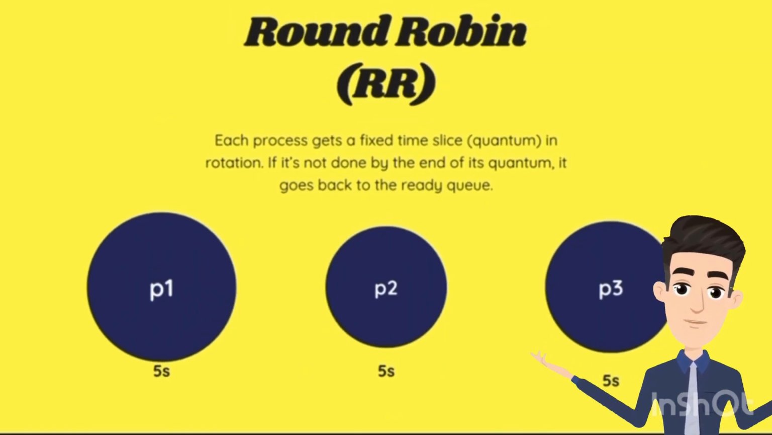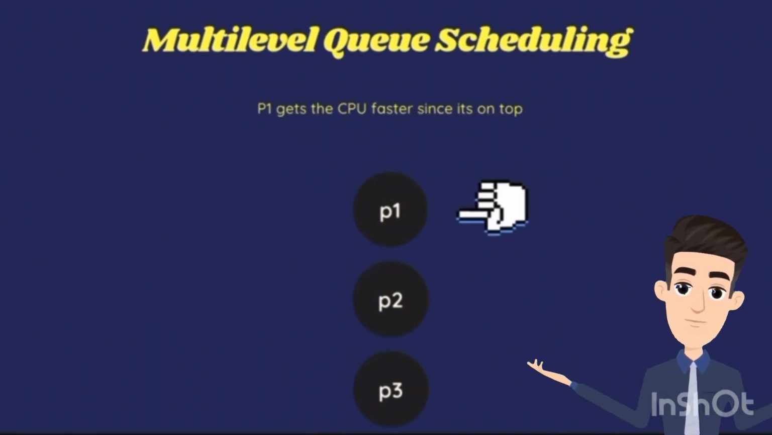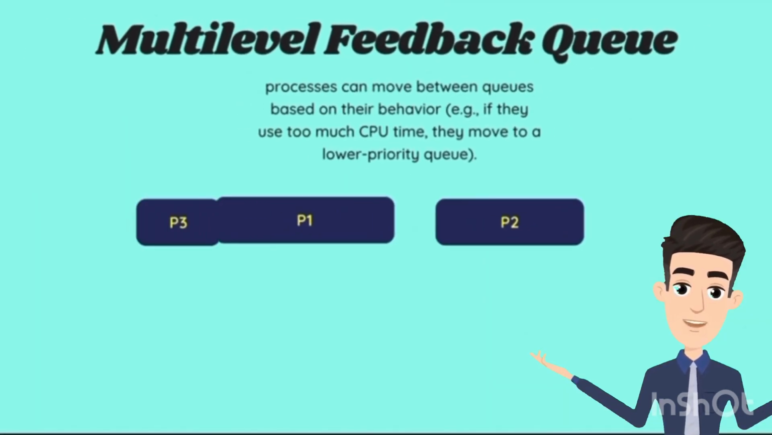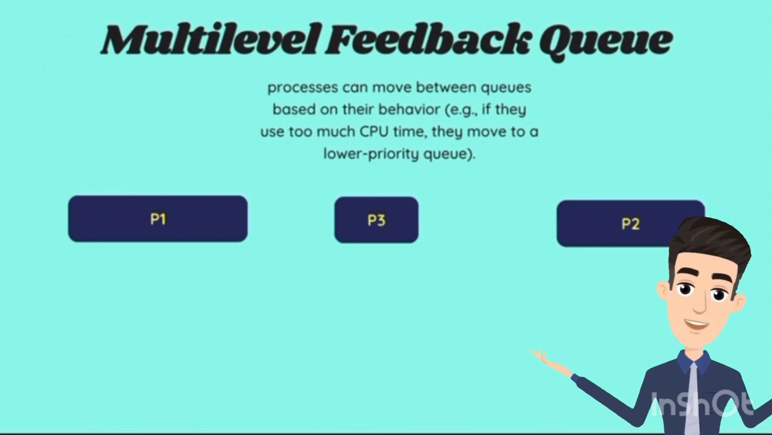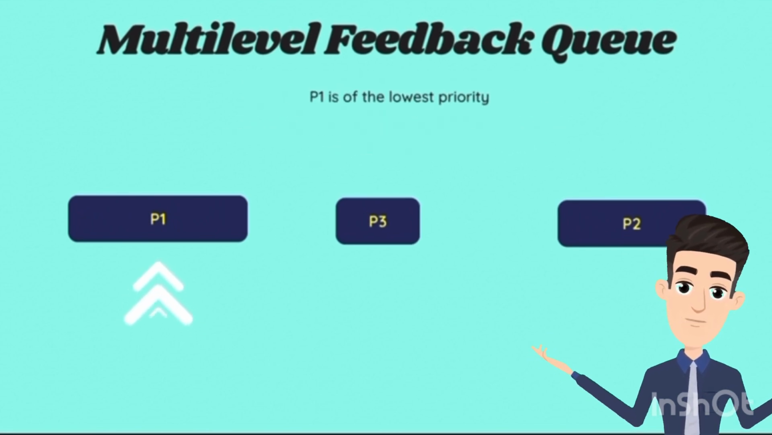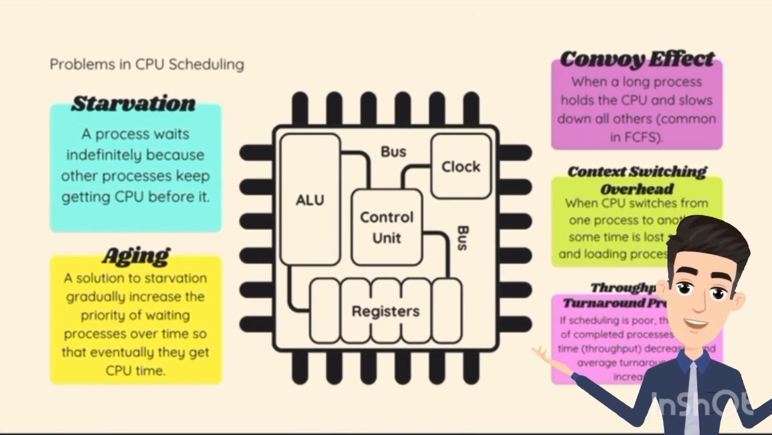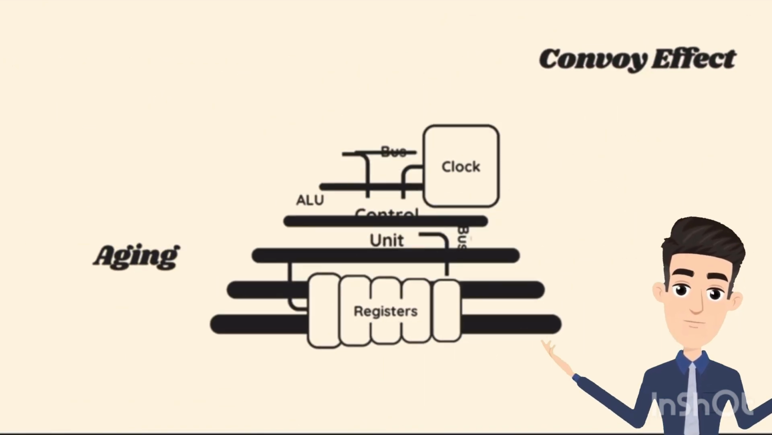Let's talk about multi-level queue and multi-level feedback queue scheduling. In multi-level queue scheduling, processes are divided into different queues based on priority or type, like system or background tasks. Multi-level feedback queues allow the processes to move between queues, giving short tasks quick access and handling longer ones more efficiently. However, scheduling can face issues like starvation and overhead. To fix this, aging and proper time management are used.